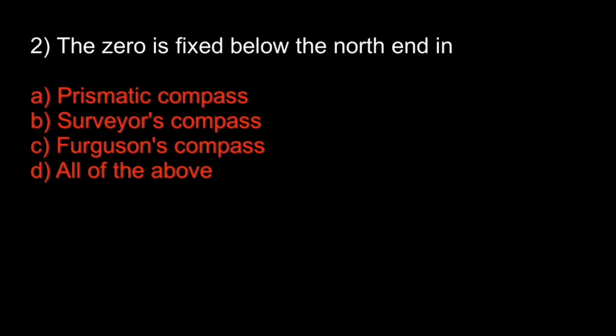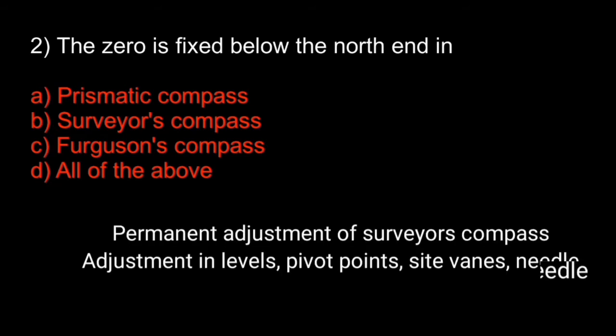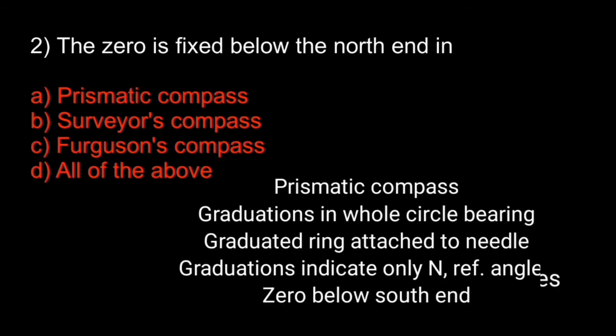Surveyor's compass also has two types of adjustments, permanent and temporary adjustments. Temporary adjustments are the same as described in prismatic compass, but the permanent adjustments are done only in the circumstances where the internal parts of the prism is disturbed or damaged. There are adjustment in levels, adjustment in pivot point, adjustment in side vanes, and adjustment of needle. In surveyor's compass, the zero is fixed below the north end and south end. So our answer is option B, surveyor's compass.